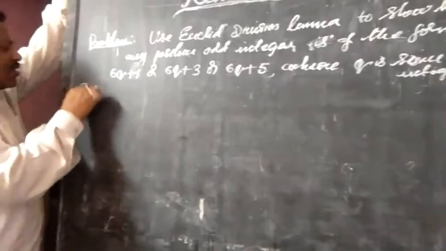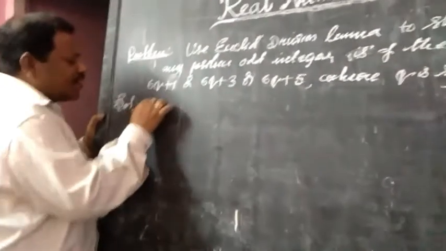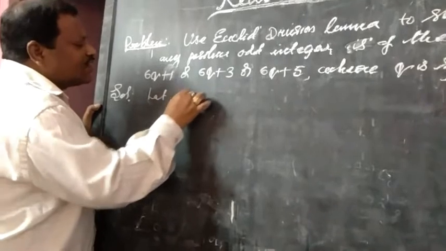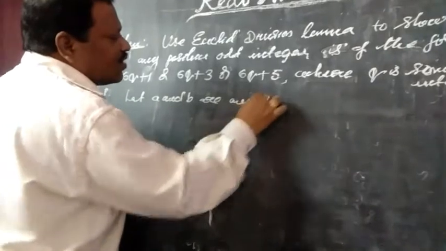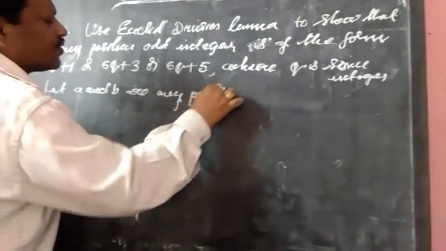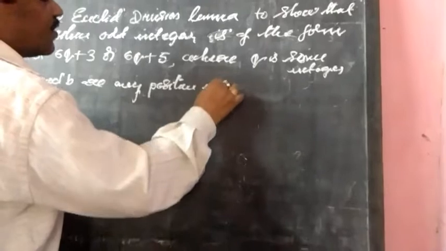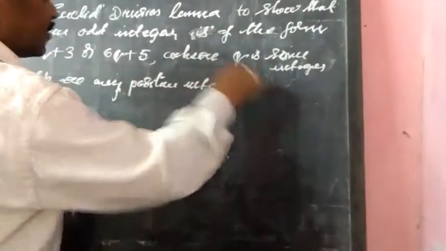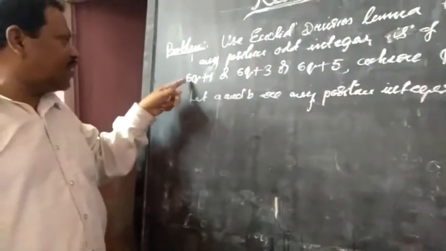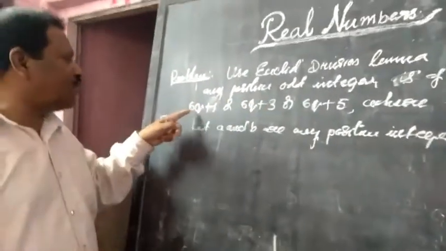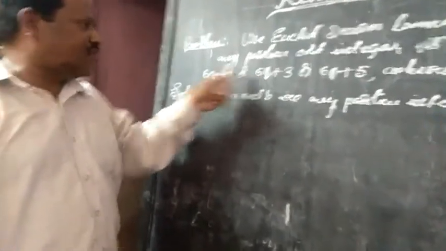Simple solution was observed. Let a and b be any positive integers and b equal to 6. Here 6 is already given. Sometimes if 4 is given, you have to take the b value as 4. Here this is 6, so that's why I take b equal to 6.